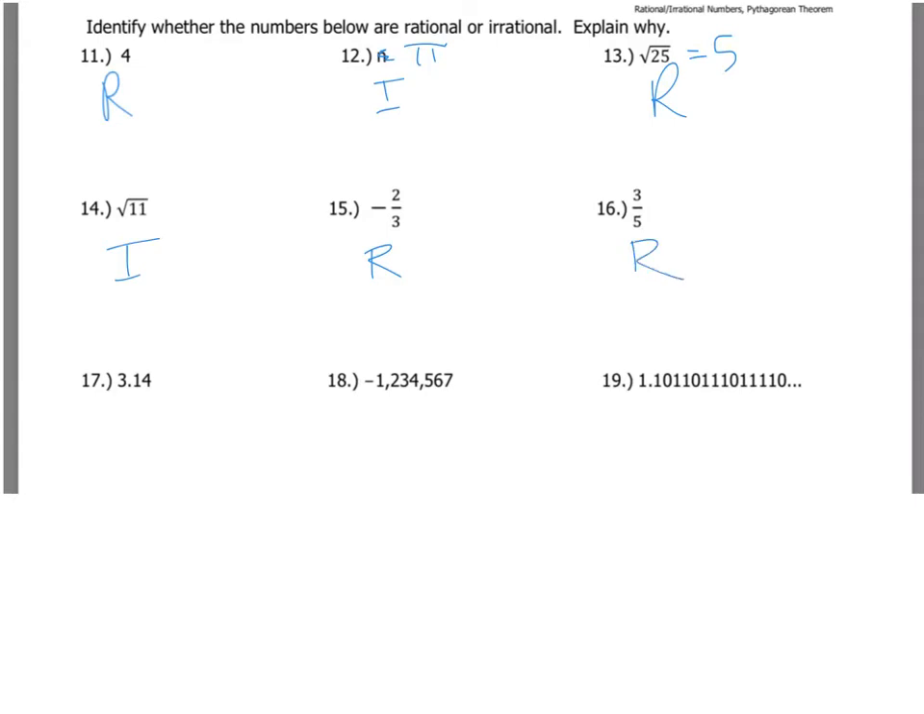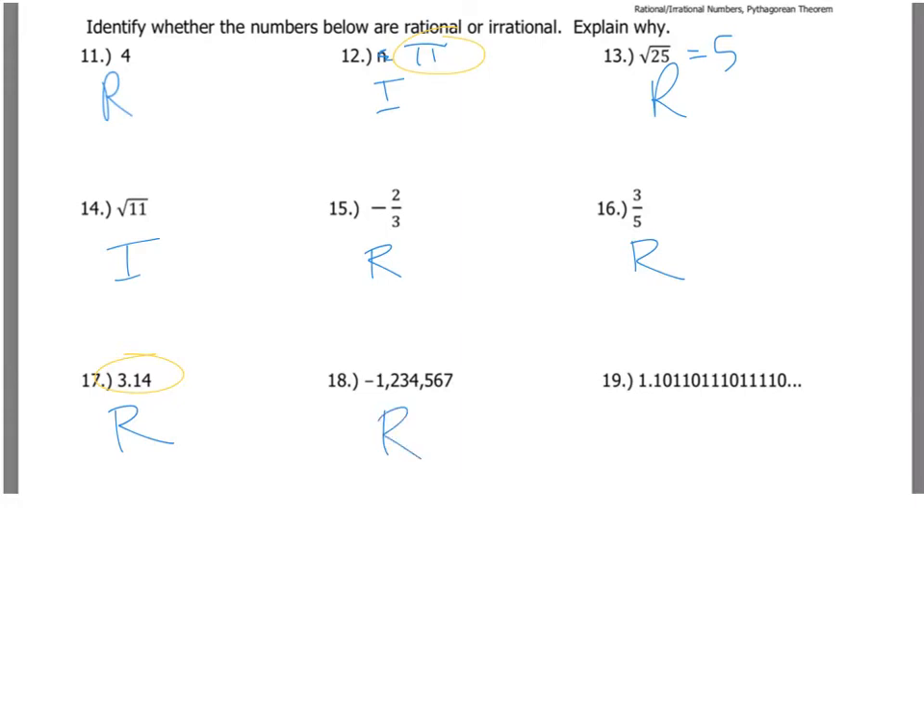Same with 16. 17, notice how there's not a dot, dot, dot at the end, so it doesn't keep repeating, which makes it rational. This is a very important point to make: 3.14 is not the same thing as pi. So anytime that you need to use pi, you're going to have to ask your teacher whether or not they want you to use the pi button on the calculator, or if they want you to use 3.14.